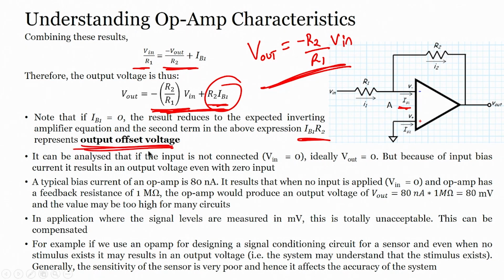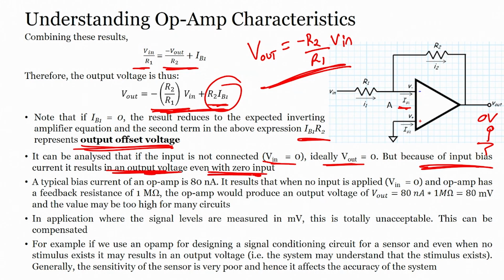You got it. So, this is very important. Why output offset voltage? Because this much voltage we have to adjust to get the output equal to 0 when I have to balance my amplifier. So, it can be analyzed that if the input is not connected, V in equals 0 and ideally V out equals 0, but because of the input bias current there is an output voltage even at 0 input.